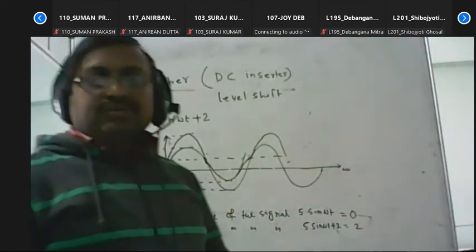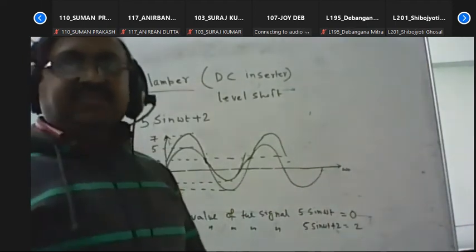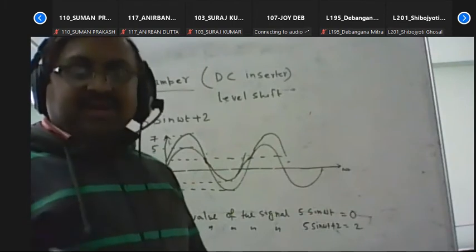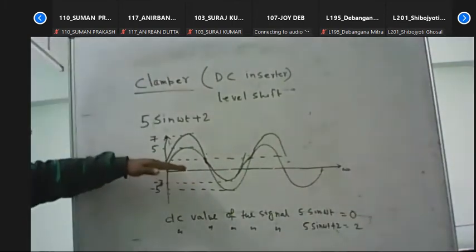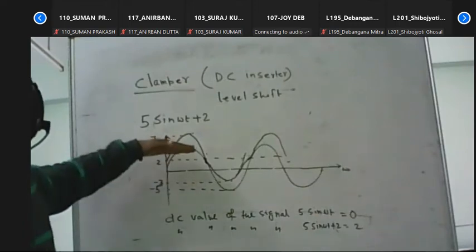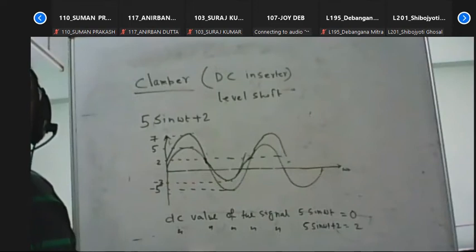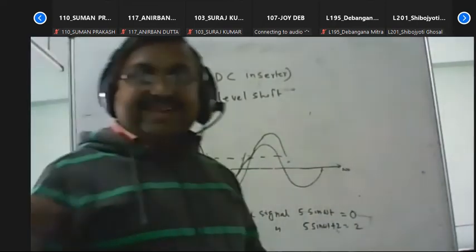For that reason, we can say that the clamper circuit is called the DC inserter circuit or level shifter circuit. The clamper circuit only adds some DC level to the AC input; the waveform of the applied signal does not change, unlike the clipper circuit.